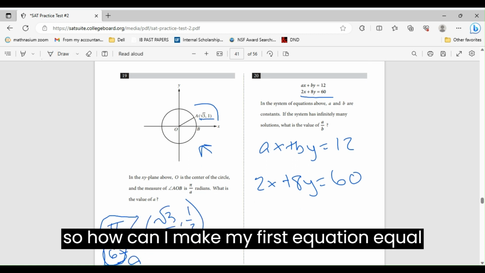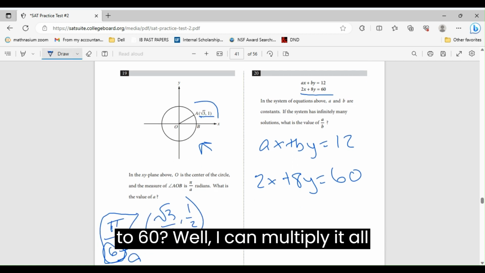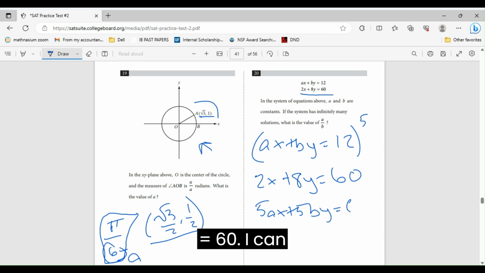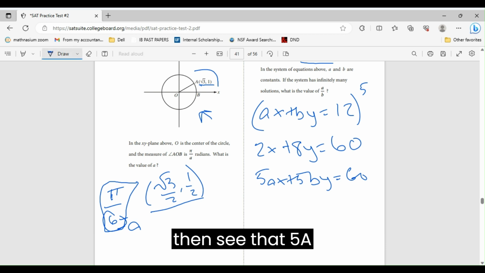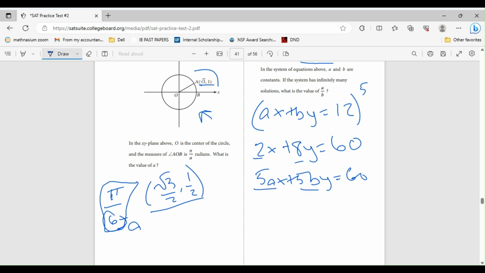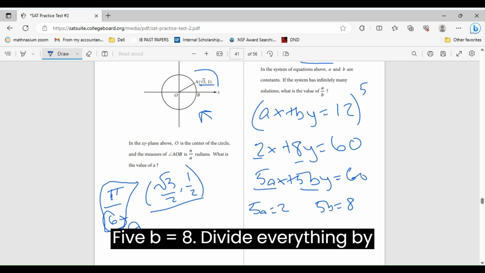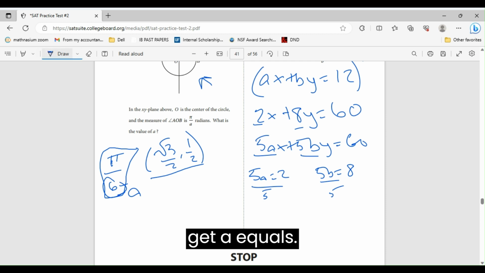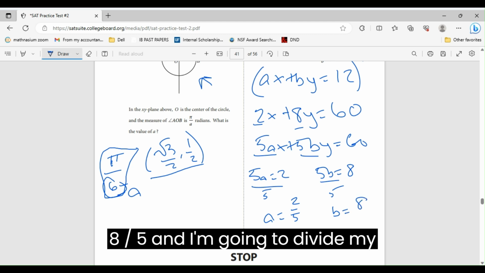And so how can I make my first equation equal to 60? Well, I can multiply it all by 5. So multiplying every term here by 5, I get 5ax plus 5by equals 60. I can then see that 5a equals 2 and 5b equals 8. Divide everything by 5. We get a equals 2 over 5. B equals 8 over 5.